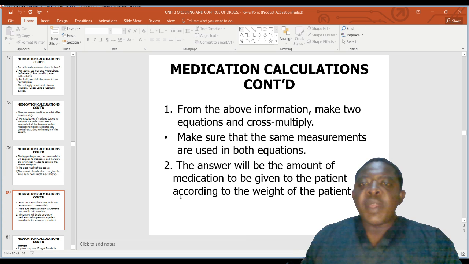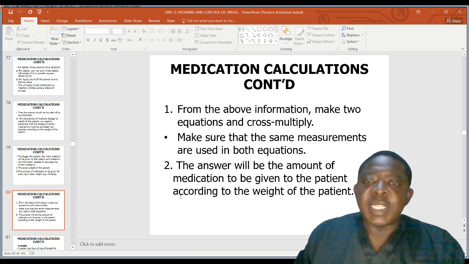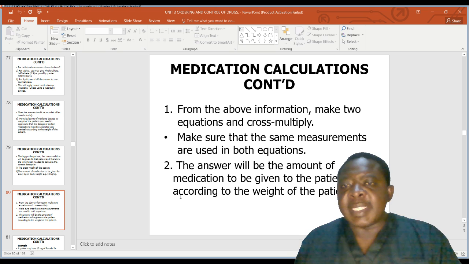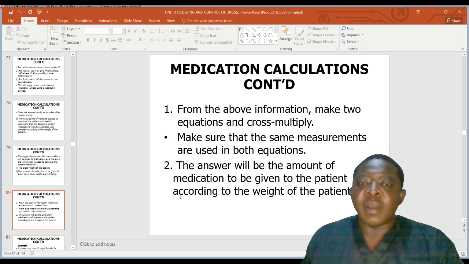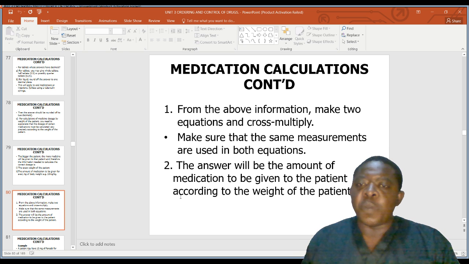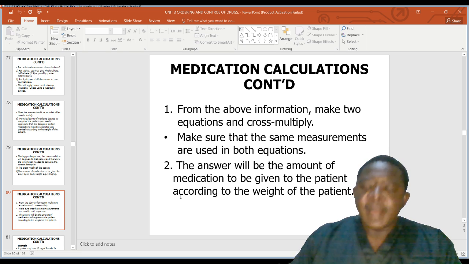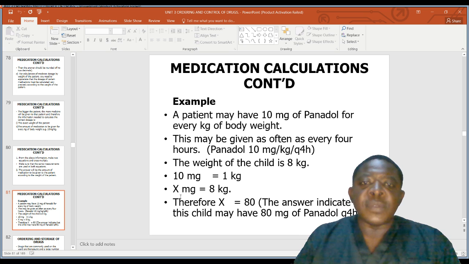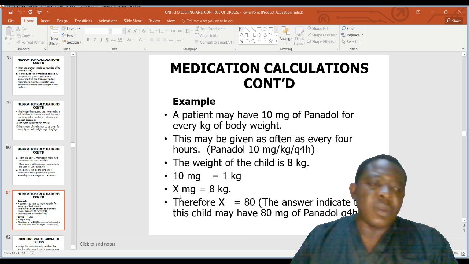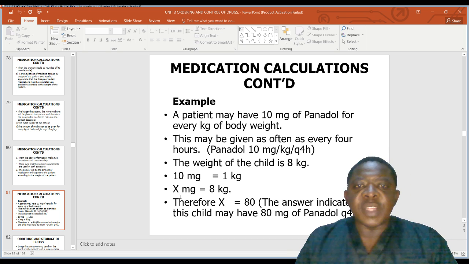Okay, so from the above information, you can make two equations and cross multiply. Make sure that the same measurements are used in both equations. The answer will be the amount of medication to be given to the patient according to the weight of the patient. So here we have other examples of medical calculation. If you have understood the lesson, you can easily apply this.